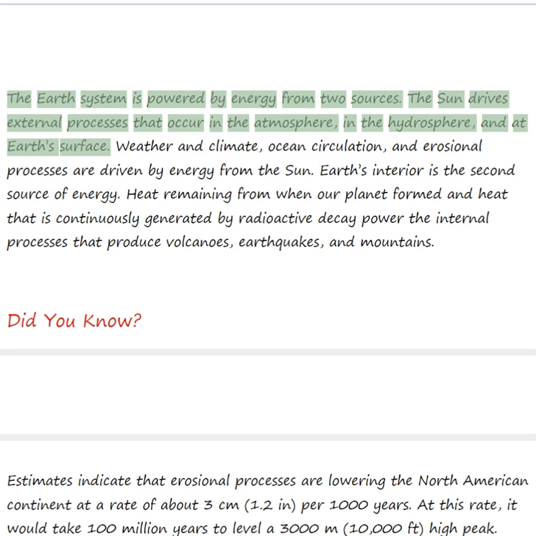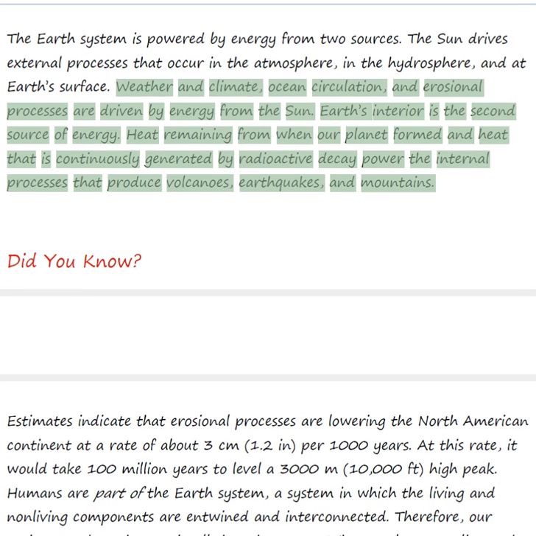The Earth system is powered by energy from two sources. The Sun drives external processes that occur in the atmosphere, in the hydrosphere, and at Earth's surface. Weather and climate, ocean circulation, and erosional processes are driven by energy from the Sun. Earth's interior is the second source of energy. Heat remaining from when our planet formed and heat that is continuously generated by radioactive decay power the internal processes that produce volcanoes, earthquakes, and mountains.